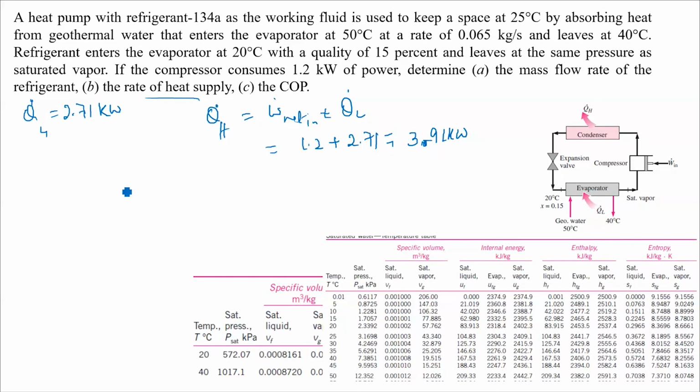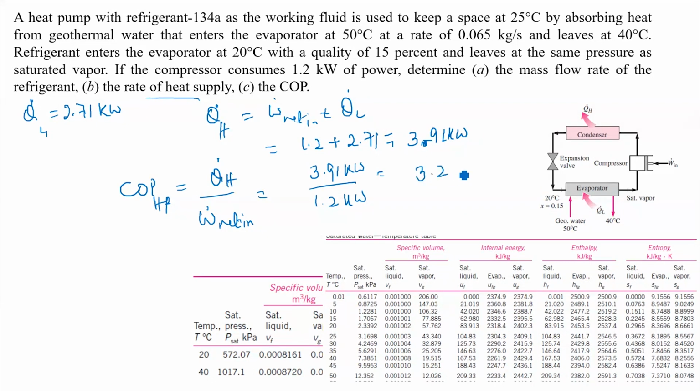And the COP of the heat pump is essentially Q dot H over work dot net in. So you have 3.91 kilowatt divided by 1.2 kilowatt. What would be the answer? 3.25 is the answer. Is the solution clear to you?